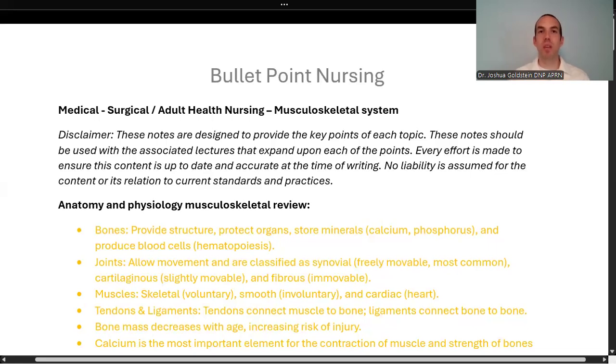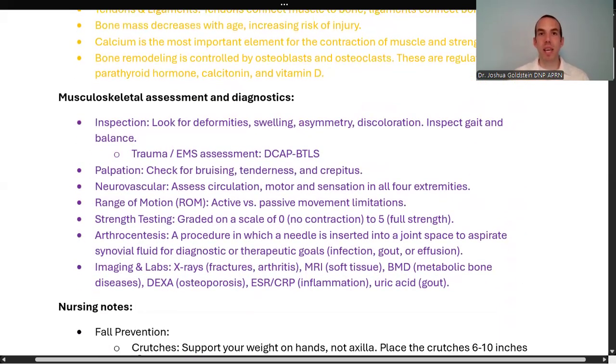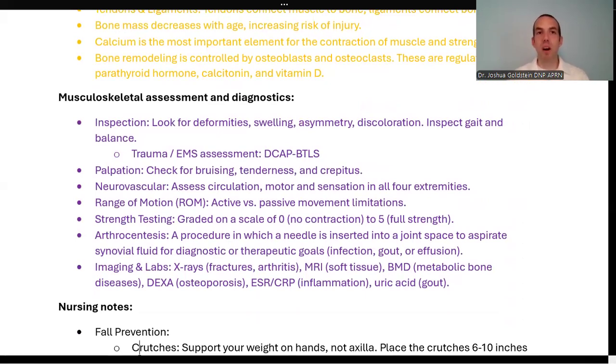Next, it's important to understand, before we go any further, calcium. Calcium is the most important element for the contraction of muscles. Okay, so this has nothing to do with anything else, but calcium, in addition to being one of the most important things inside of bones and contributing to our bone strength, is one of the most important elements for the movement of muscle. And this applies to all muscles, both voluntary and involuntary. Moving along, bone remodeling, the way bones are developed and evolve, is controlled by osteoblasts and osteoclasts. One builds them up, one breaks them down. These are regulated by the parathyroid hormone, by calcitonin, and by vitamin D.